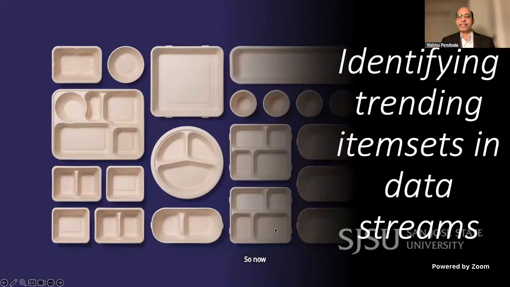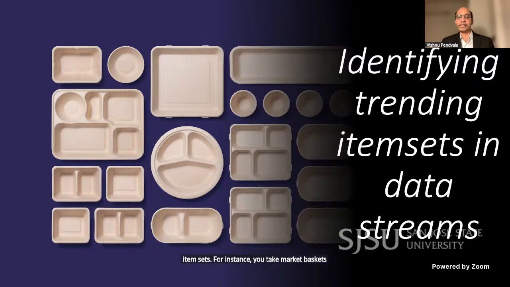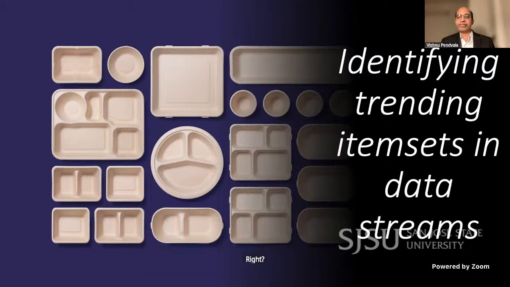Now we go beyond single items to item sets. That means not just single hashtags, but combinations of keywords, combinations of item sets. For instance, you take market baskets, like in a store. We want to look at item sets like bread and milk. Somebody who buys bread typically buys milk also, right? So we look for those kinds of combinations in market basket data.